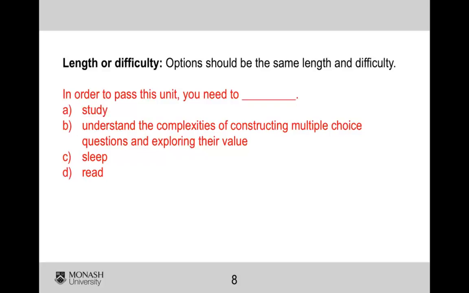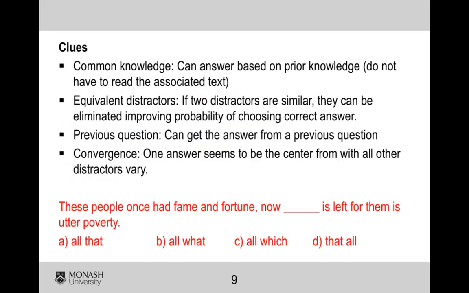Length or difficulty. Options should be relatively the same length and difficulty. So in this example, you have just one word, study, sleep, or read, and then you have understand the complexities of constructing multiple choice questions and explaining the value. Obviously that kind of raises a flag to students, saying, well, okay, is the reason why this is different because it's right, or is it because it's this nonsense distractor? So try to keep the options the same length and difficulty.